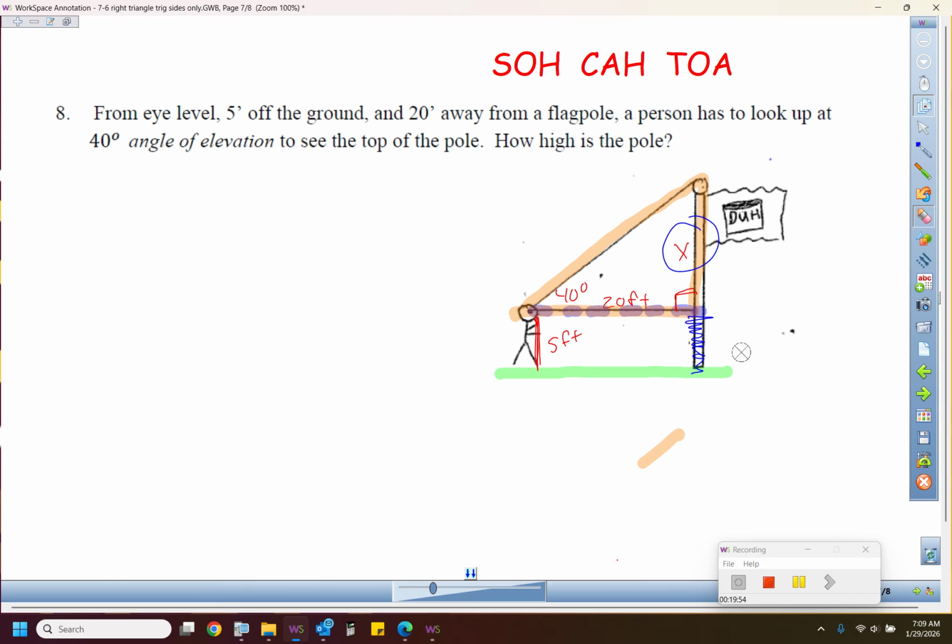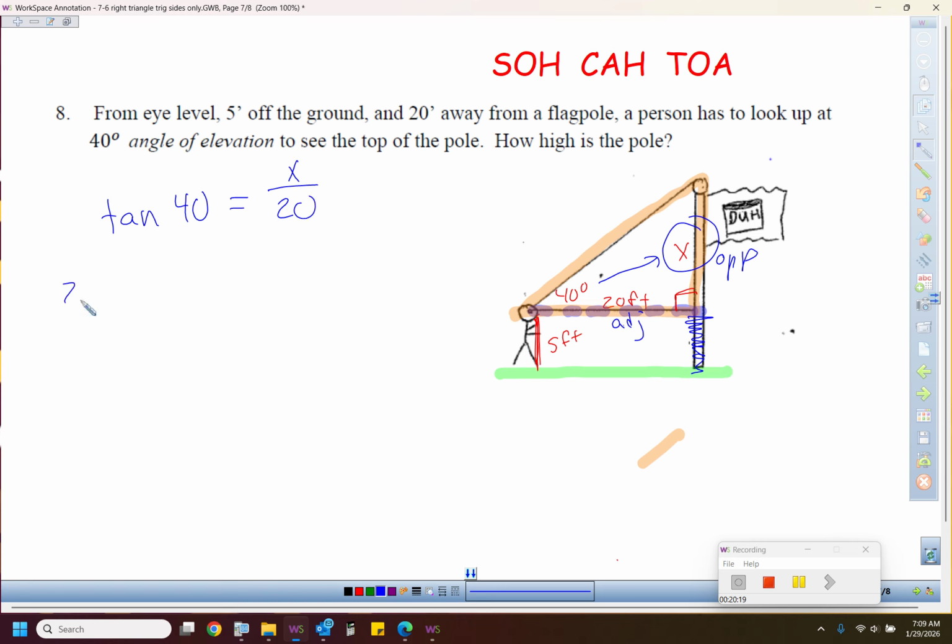So let's focus first on finding x. Let's see who this guy is in relation to the 40. Is he opposite, adjacent, or hypotenuse? He is the opposite, and the 40 is the adjacent to it. So let's use the tangent. The tangent of 40, that's the angle measure, is going to equal opposite over adjacent. And then we will multiply 20 times the tangent of 40 is going to be x.